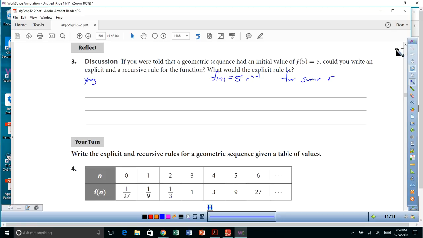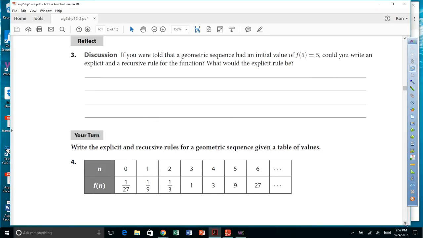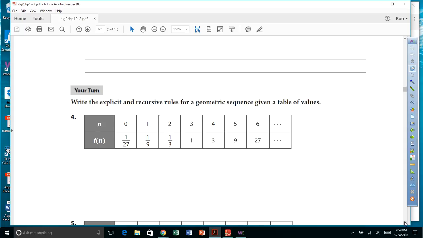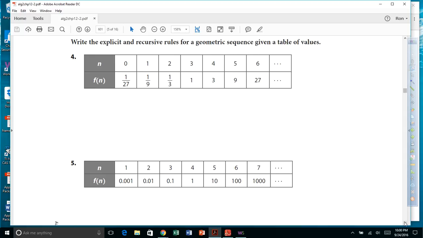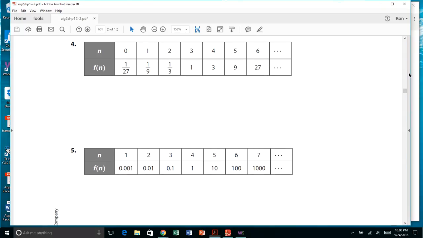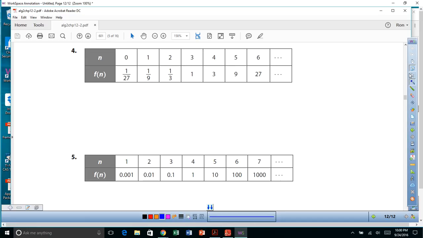Your turn. Write the explicit and recursive rules for a geometric sequence given a table of values. So you could stop the video and take a second, work it on yourself. All right, glad you're back. So what do we need? The equation is f of n equals a times r to the n minus, well, that would just be n this time here, since we're starting with 0. So we'll just put an n there.